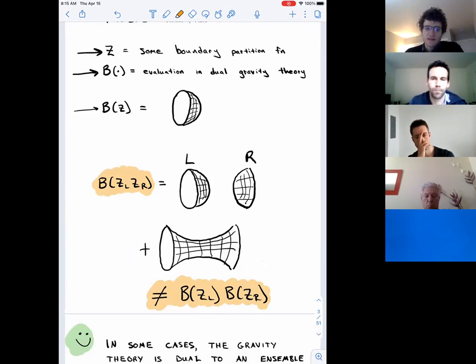That means that B of Z left, Z right, and B of Z left are not just evaluating those fixed quantities exactly. So Z left, the partition function of the boundary theory, should just be a number. And B of Z left should just be evaluating that number in the bulk theory. And similarly, B of the product should just be evaluating the product of those numbers. So didn't you just say that then you should not allow for these geometries in the path integral?